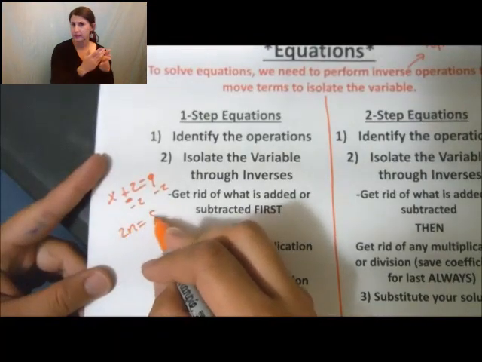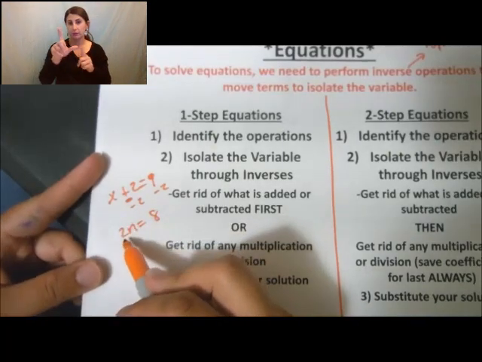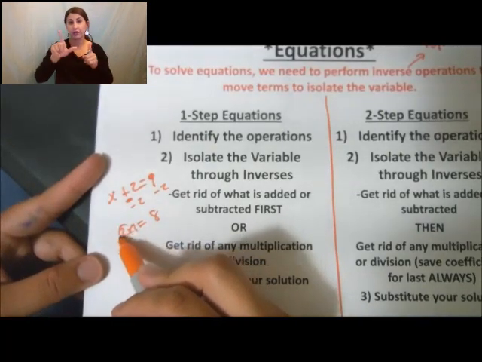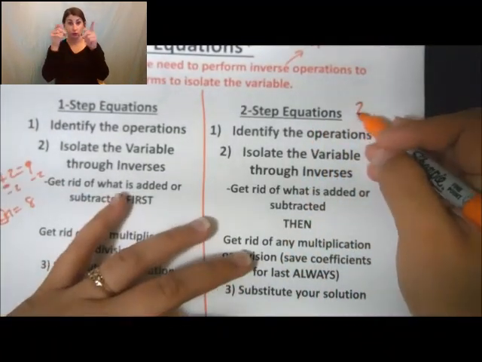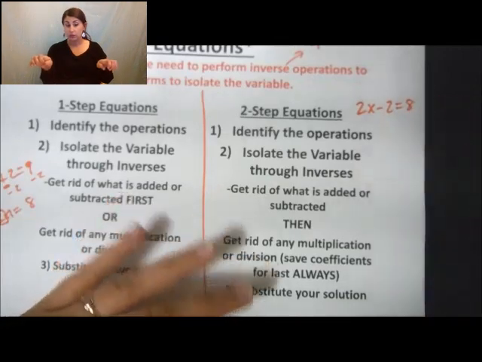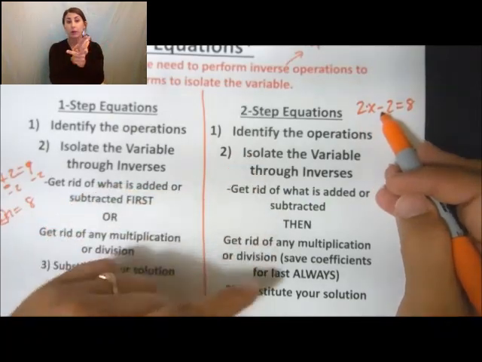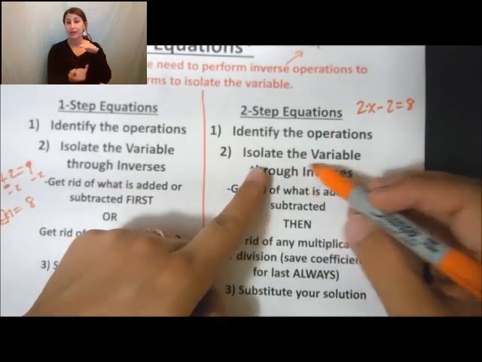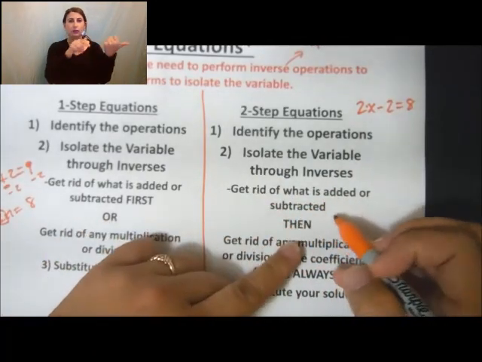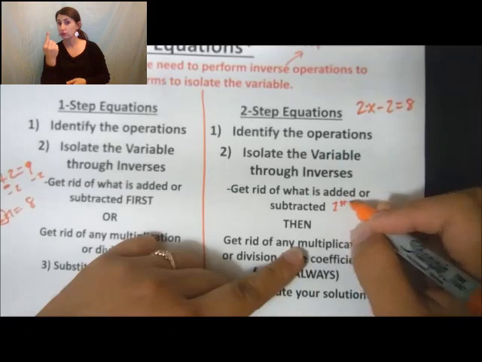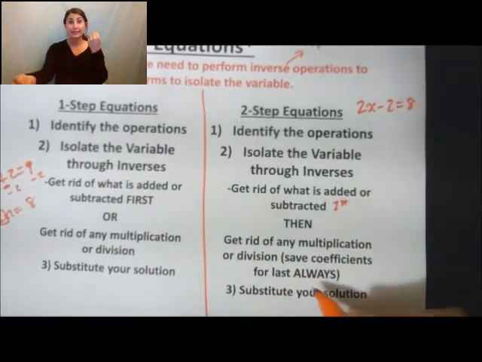If it's multiplication or division, it will look like this, where there's a coefficient in front of the variable. Whenever you see a coefficient in front of the variable, you know that's multiplication or division. When we're dealing with two-step equations, identify the operations. This is multiplication right there. This is subtraction. Isolate the variable, so get x by itself through inverses. Get rid of what is added or subtracted first. Then get rid of any multiplication or division. Save coefficients for last, always.